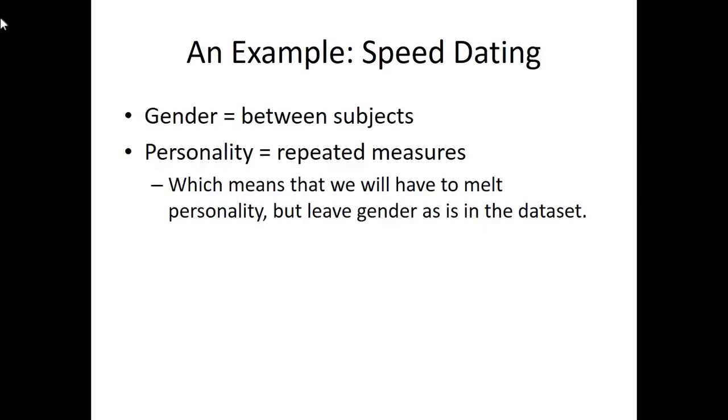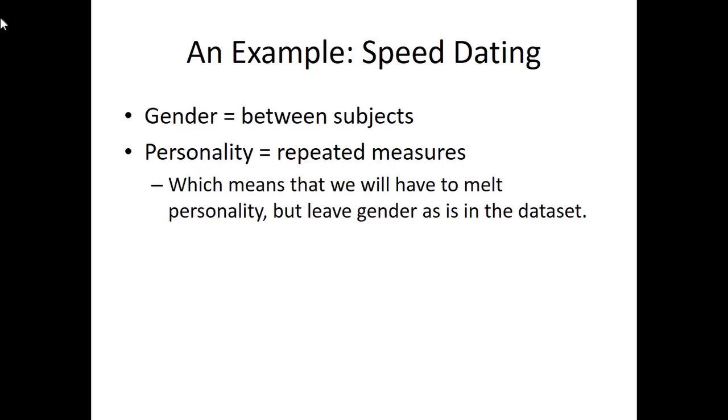So gender is between subjects, I can only be one gender. This is not the gender of the person that we're talking to, this is the gender of the rater. So I can only be one of those. And personality is a repeated measure. I'm going to see all 3 types: high, medium, and low charisma. So we're going to have to melt personality but leave gender alone.